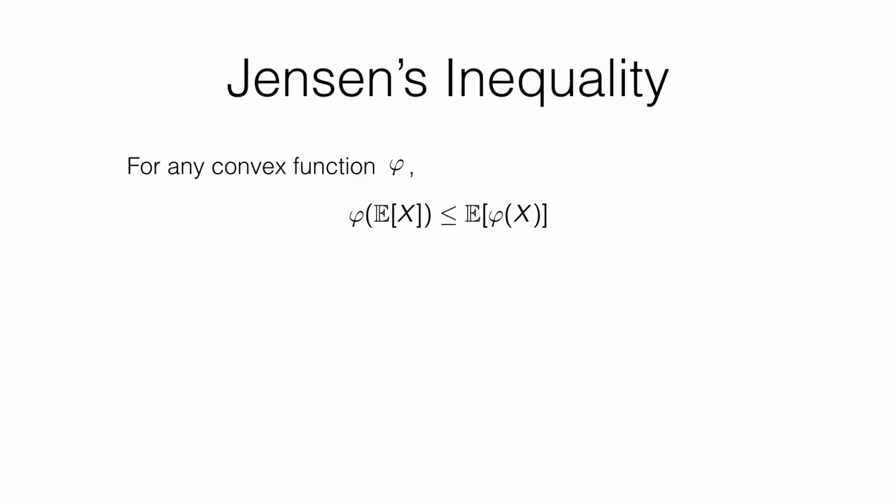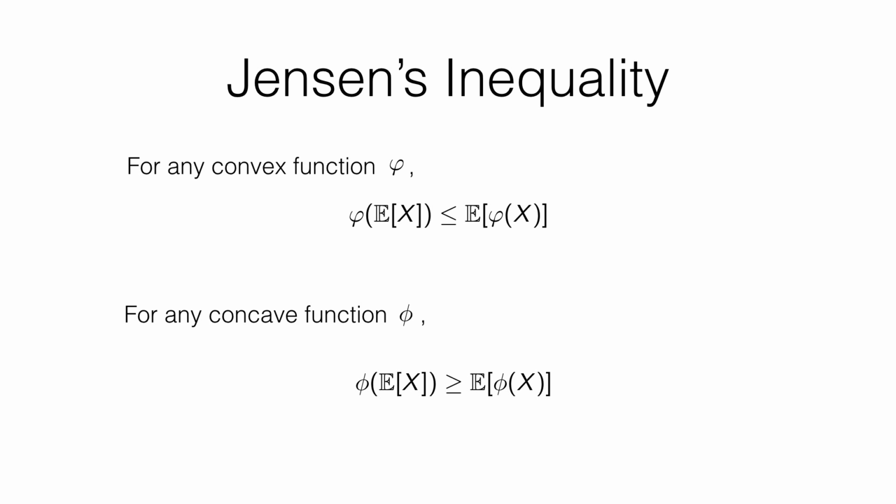So it says that if you have any convex function curly phi, if you take that function of an expectation, that's always less than the expectation of that function. Or more relevantly to our discussion, if you have a concave function, not curly phi, then the inverse is true. Right? So the phi of an expectation is going to be greater than the expectation of phi, where the random variable goes inside as the input to the function.